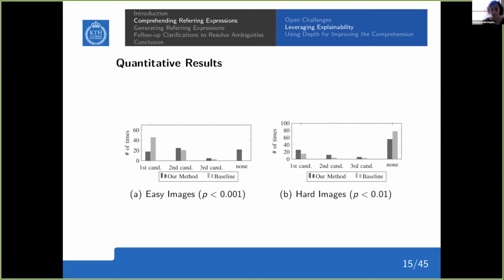For the hard images, our method was more often successfully finding the target object in its first, second, or third candidate, where the hard images contained many distractors and tricky objects.